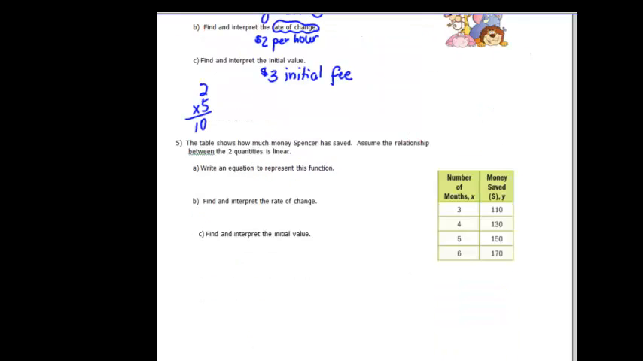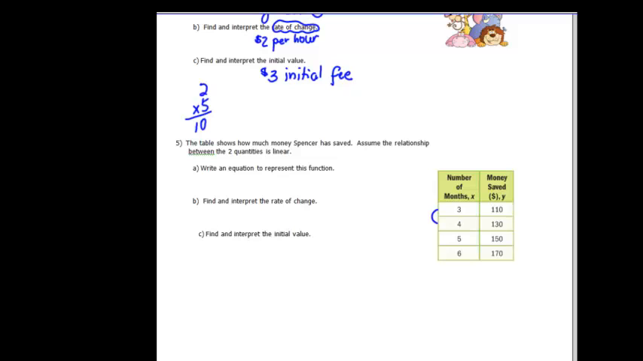This table shows how much money Spencer has saved. Assume the two quantities are linear. So now they're not telling you specifically, but they're giving you a chart. Because remember I said it could be a chart or a table. It could be a graph that they give you. It can be the word problems like we've seen. Well, let's look at this.